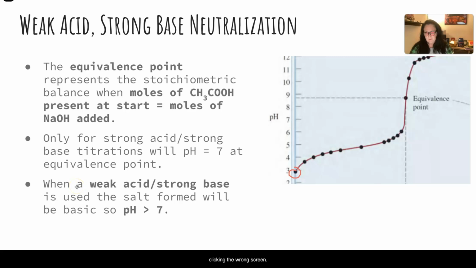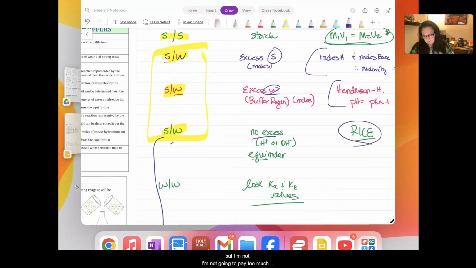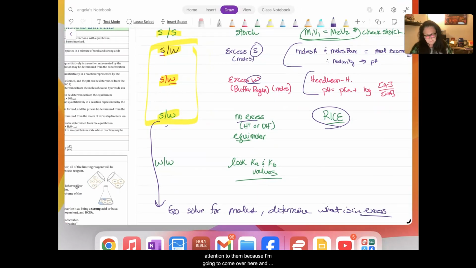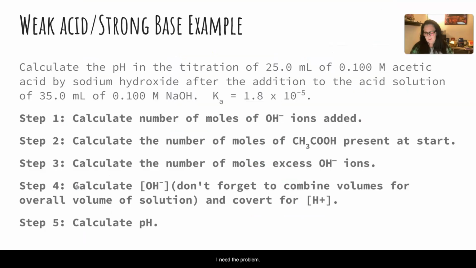All right, oops, clicking the wrong screen. Here we go. All right, so here comes one of our first problems. The steps on the screen are great, but I'm not going to pay too much attention to them because I'm going to come over here and do the problem like this. Well, that one's dumb. I need the problem.